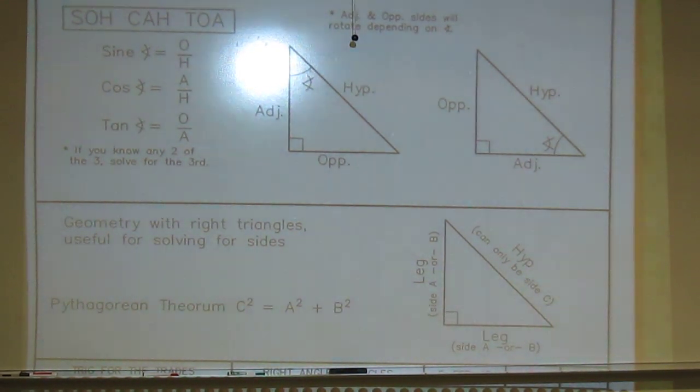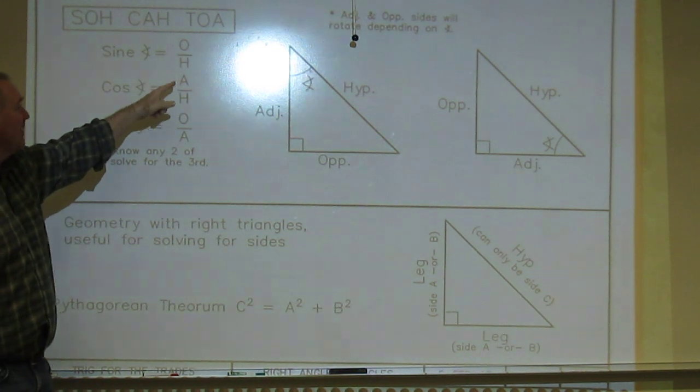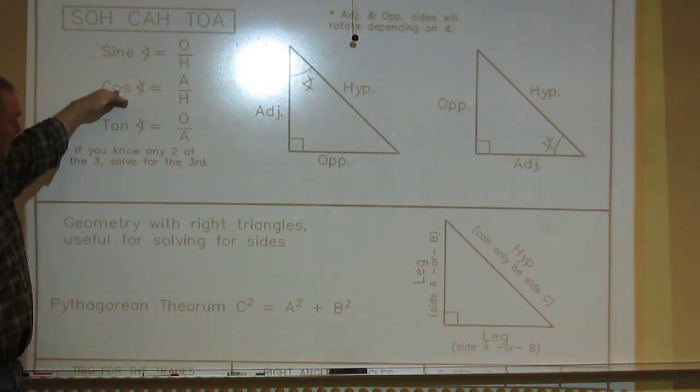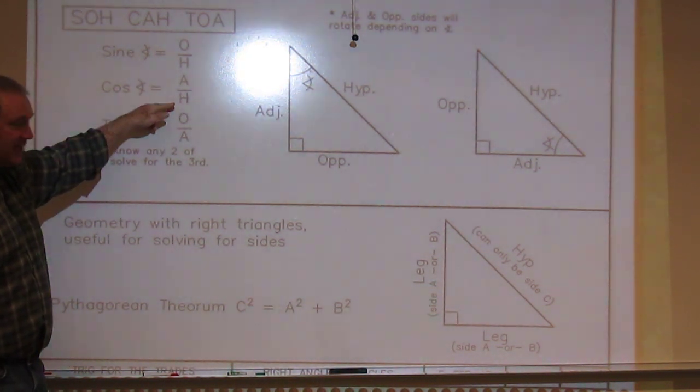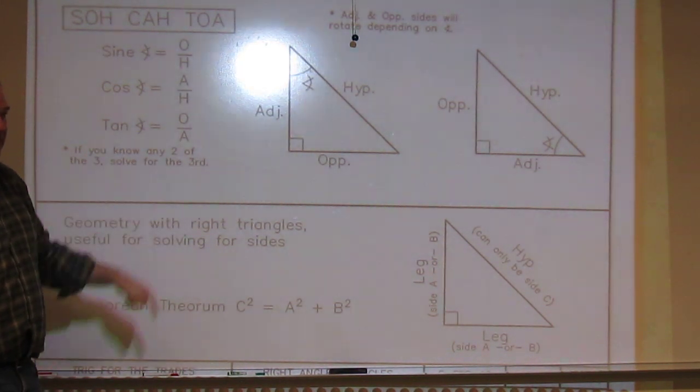Three proven equations work for this, where the sine of some angle is always equal to the opposite side divided by the hypotenuse, the cosine of some angle is equal to the adjacent side divided by the hypotenuse, and the tangent is equal to the opposite divided by the adjacent.